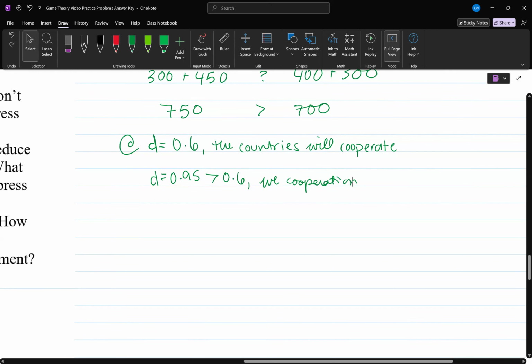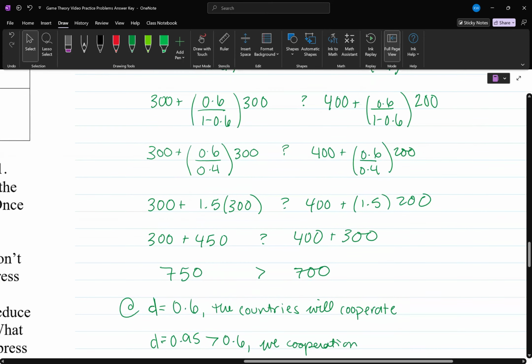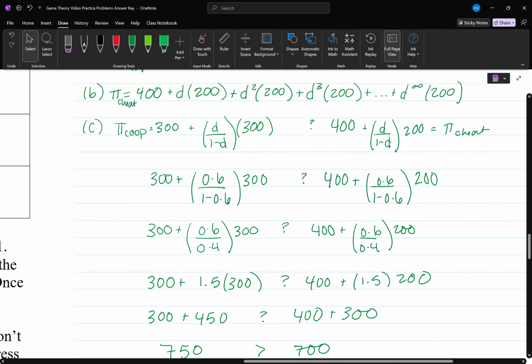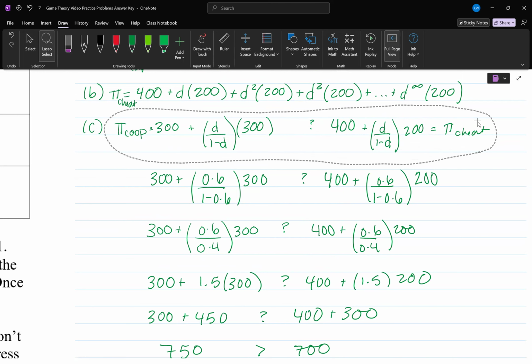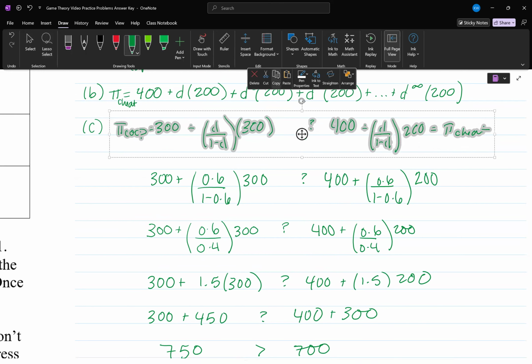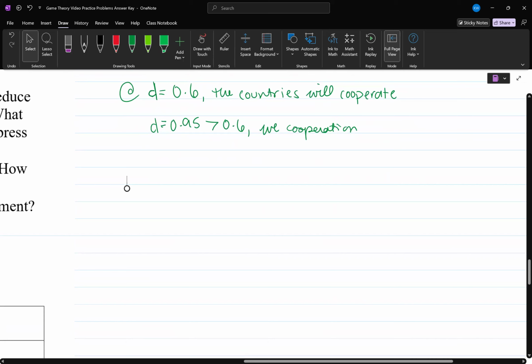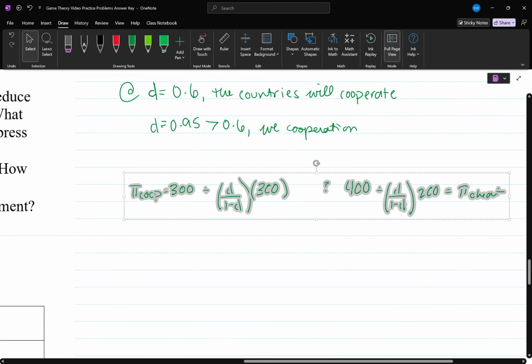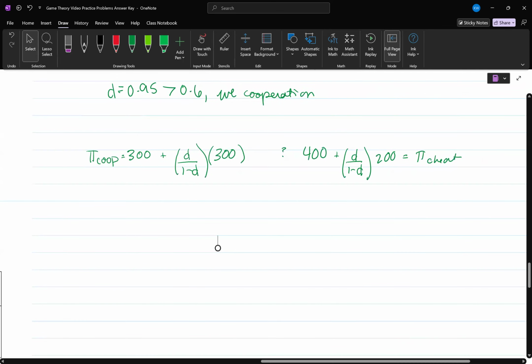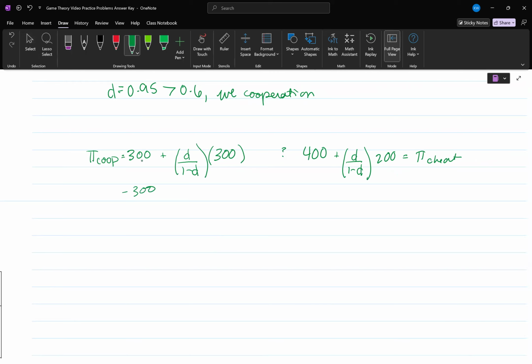We want to know at 0.2, will the countries cooperate? What we can do here is take this general form of our cheating payoff and our cooperation payoff and solve for the value of the discount rate that will incite cooperation. And we can compare that to 0.2 to see if that is enough to sustain cooperation. So what we're going to do here is subtract 300 from both sides and subtract d over 1 minus d times 200 from both sides.